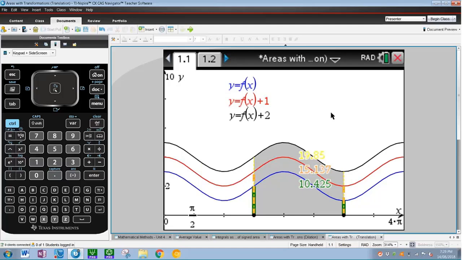So hopefully that's given you a broad understanding of how powerful the TI-Nspire technology is when being used for integral calculus. I'm going to stop it there and pass it back to John, who's then going to pass it over to Frank, where he can show you probability and sampling.